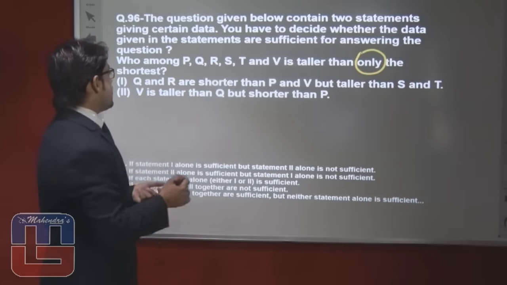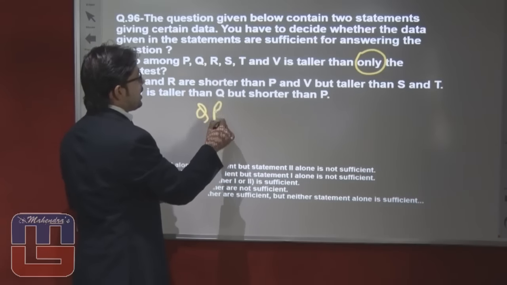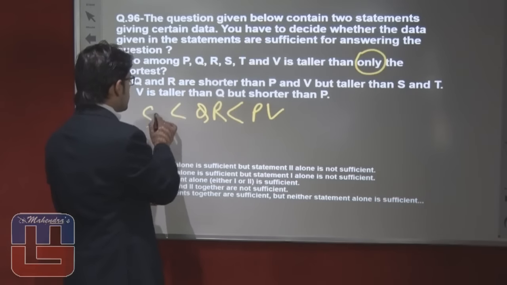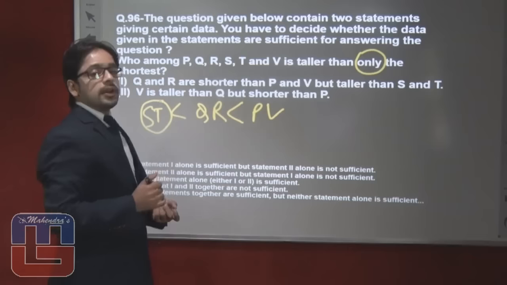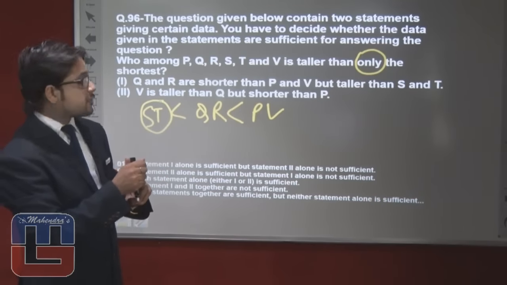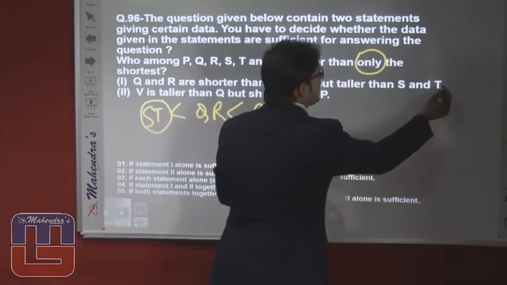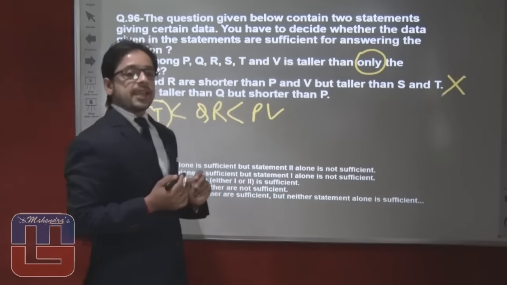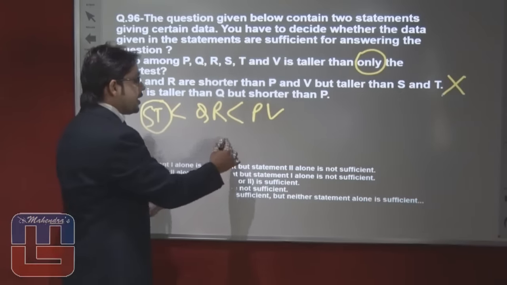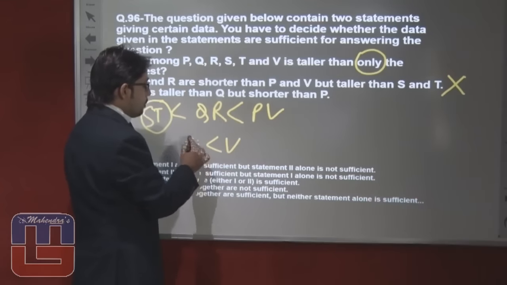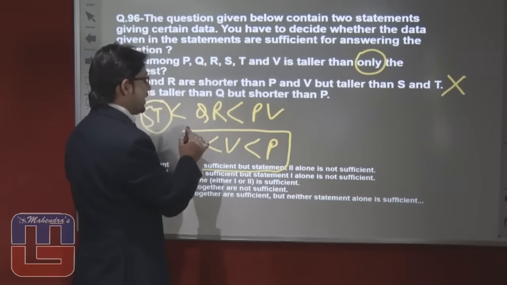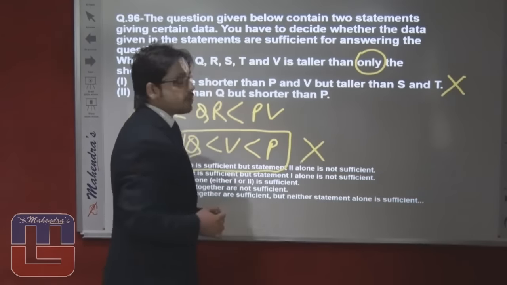Statement first is saying Q and R are shorter than P and D but taller than S and T. So from the first statement we can conclude either S will be second smallest or T will be second smallest. So we cannot conclude the right answer with this statement. Second statement is saying V is taller than Q but shorter than P. So still we haven't found the right answer of this question.